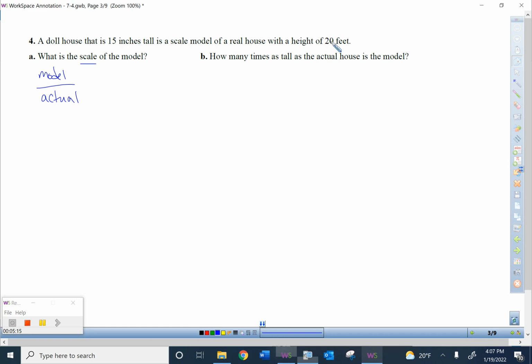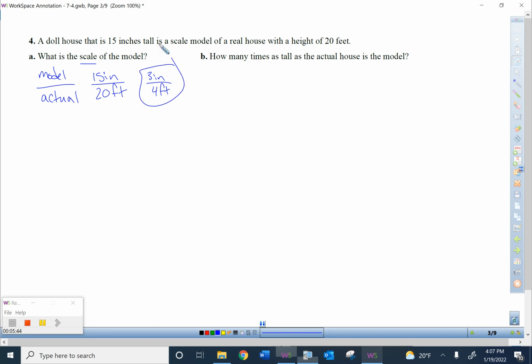We'll take our numbers and plop them in. So 15 inches was our dollhouse, and 20 feet was our actual house size. What we're going to do here is just reduce. When we're talking about a scale factor here, we want it to be the simplest possible. We don't need these to match. We have to keep our labels attached to our answer. We'll just reduce our numbers. 5 goes into each, so we've got 3 inches over 4 feet, and that is the scale.